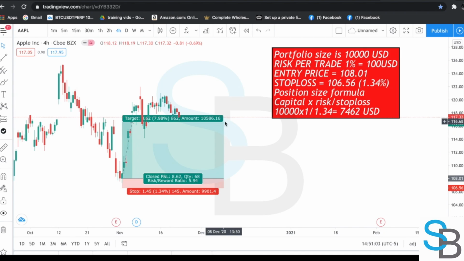I hope you have learned and understood how to calculate position size. Try to practice it as much as possible. Still, if you have any questions, kindly do let me know.